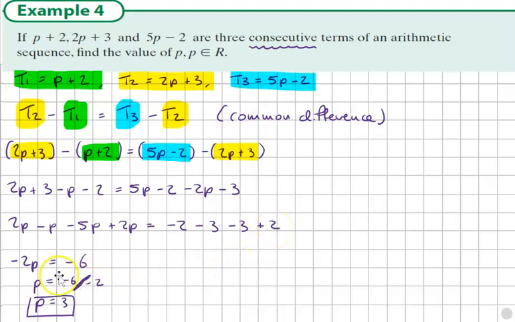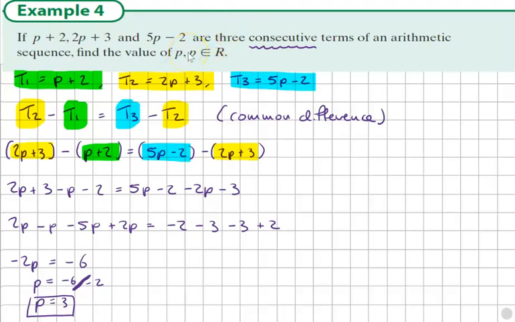Then I simplify. So 2p minus p minus 5p plus 2p gives me minus 2p. And minus 2 minus 3 minus 3 plus 2 is minus 6. Then dividing across by minus 2, minus 6 divided by minus 2 is 3. So p is equal to 3. And that's what we were asked to find. We were asked to find the value of p, which is an element of the real number set. That's all you were asked to find in this question. You were just asked to find p.